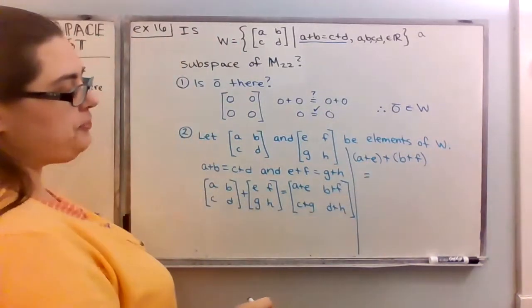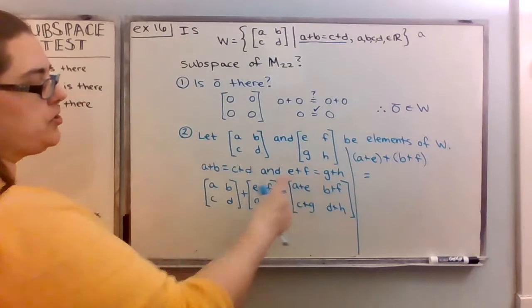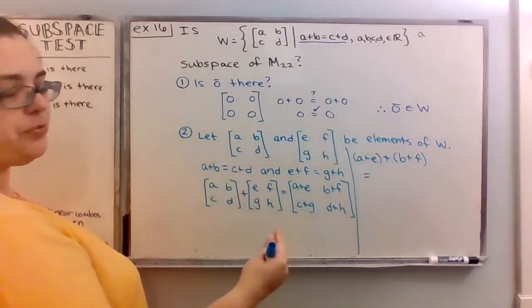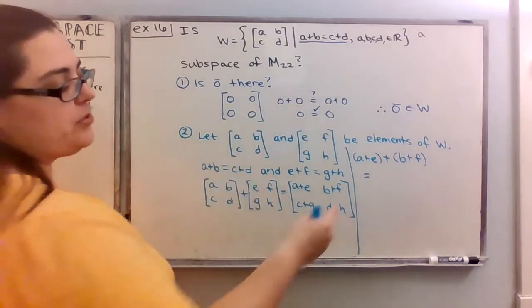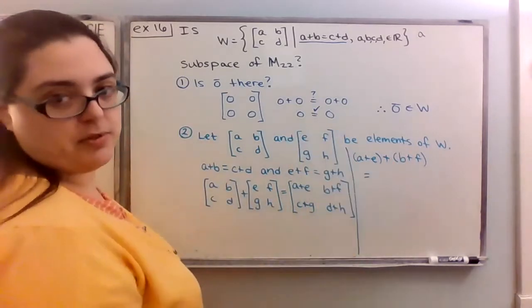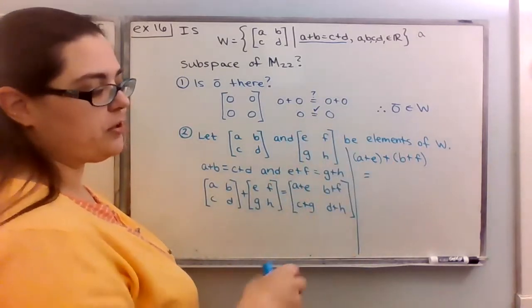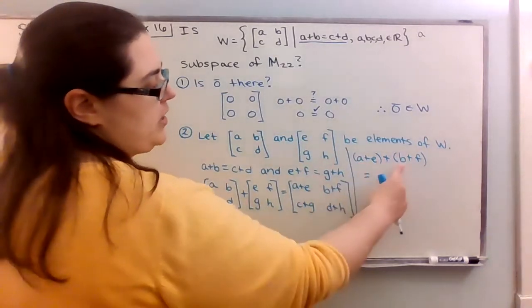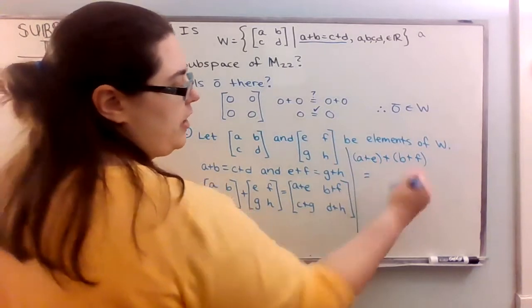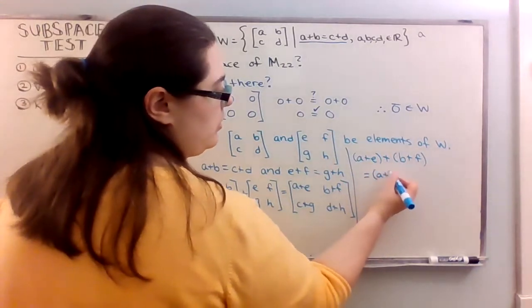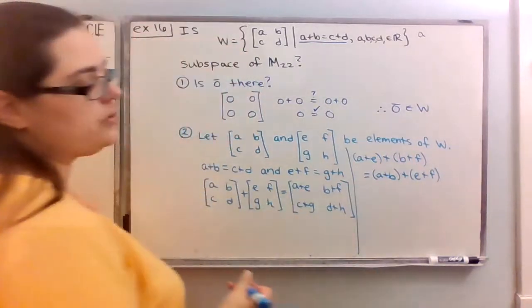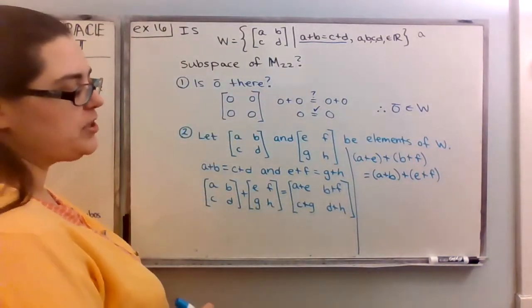That's going to equal. Now, when I know stuff about these, I want to have the variables from the same matrix grouped together. We can do that because these are real numbers and real numbers are associative, so we can regroup, and they're commutative, so we can change order. So I'm going to group the A and the B together and the E and the F together. Those are just real number properties that allow me to do that.